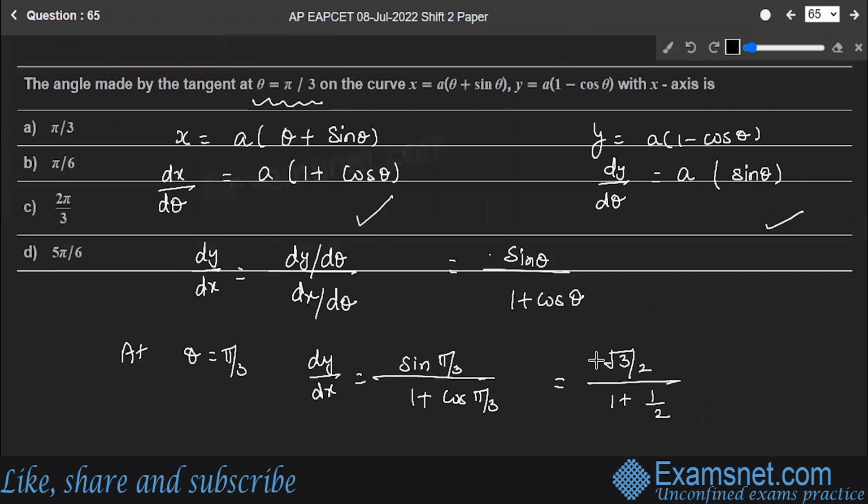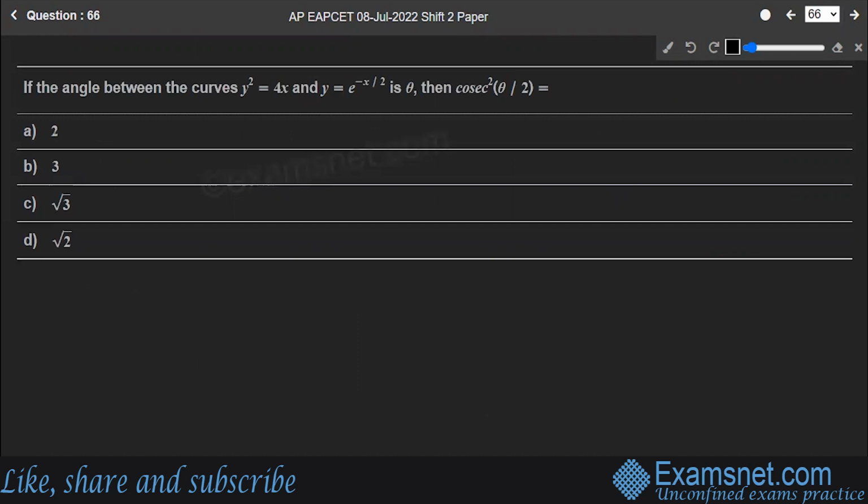Right? Let's check with the options. I have option B as the answer. Hope you're clear with this. Let's move to the next question, number 66.